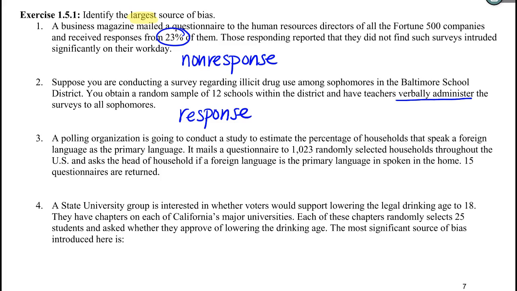All right, three, a polling organization is going to conduct a study to estimate the percent of households that speak a foreign language. It mails a questionnaire to 1,023 randomly selected households, and 15 are returned. So again, we see this big number situation. Yes, obviously this is silly. They sent out a questionnaire about speaking English in English, but the biggest, most obvious thing here is that we had a lot of people not respond, which may have been because they didn't speak English and couldn't fill out the questionnaire, but we'll never know without having everyone respond.